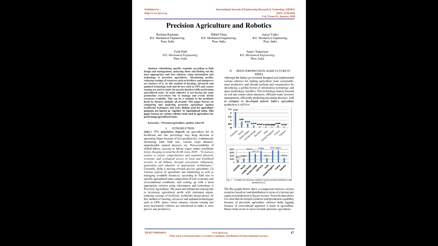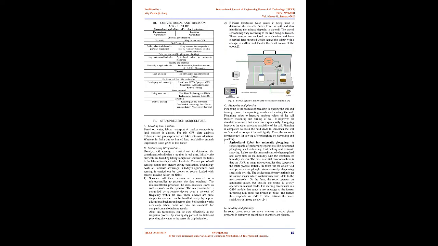Fertilizer and pesticide application. Conventional: hand spray and manually. Precision: UAVs and UGVs, sprayers, GPS, smartphone applications, and remote sensing. Weed removal. Conventional: using hand tools. Precision: Blue River Technology and NAIO Technologies weeding robot. Harvesting. Conventional: manual picking. Precision: robotic pick and place arm, mechanical harvesting, limb shaker, canopy shaker, abscission chemical.